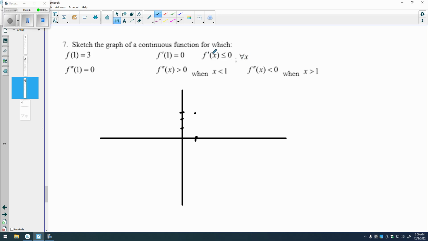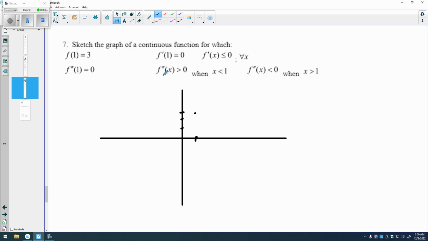F prime is less than 0. F prime is negative. My function is decreasing, or 0, for all x's. Do you see how I translated that? My original function is decreasing for all x's.